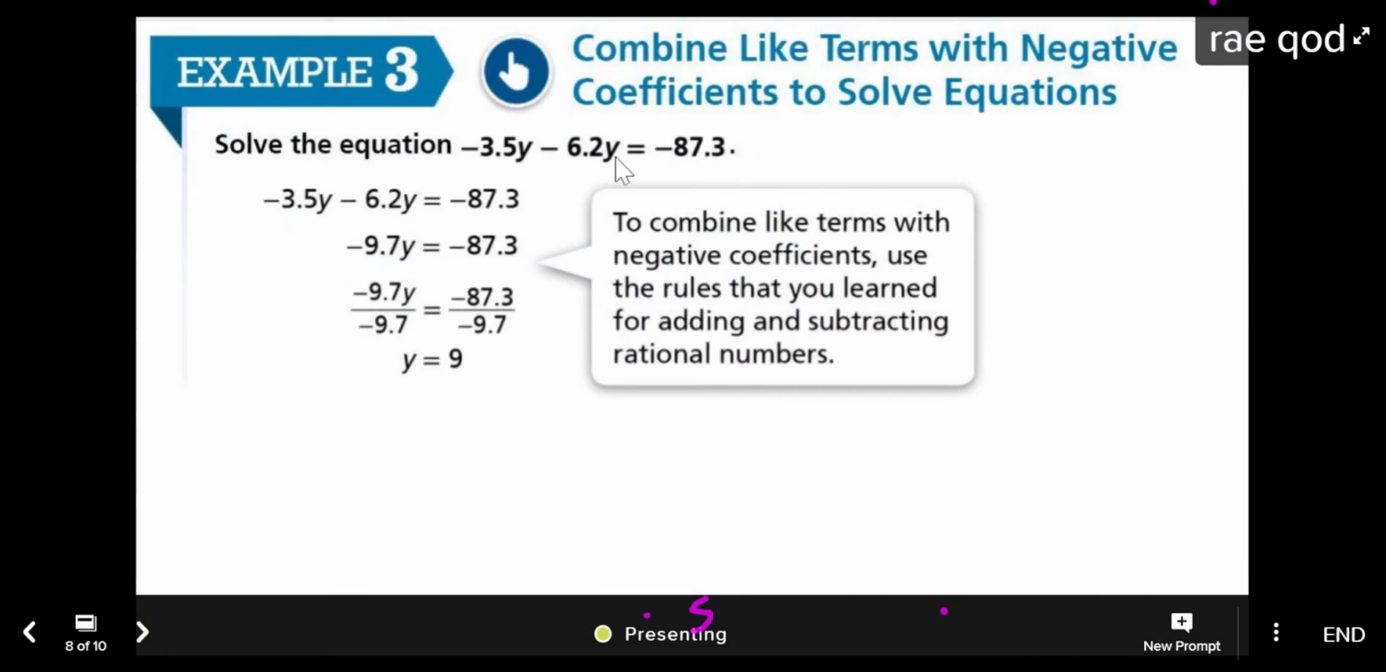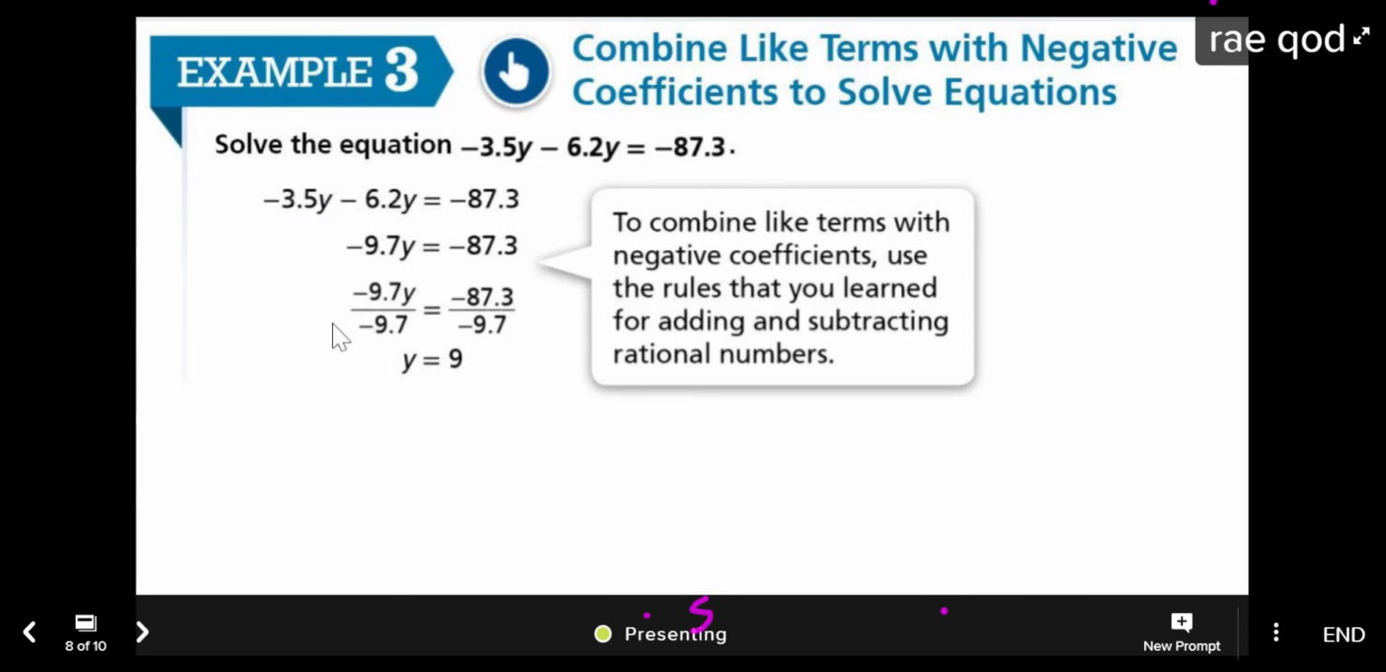Okay, and then this one, I left the example in, so let's just talk about it. Solve the equation -3/5 y minus 6 2/10 y equals -87 3/10. Basically we combine, again, our like terms. The only hard part about this stuff is knowing what you learned in previous grades. So this is actually what my 7th graders are working on right now, negative minus a negative.